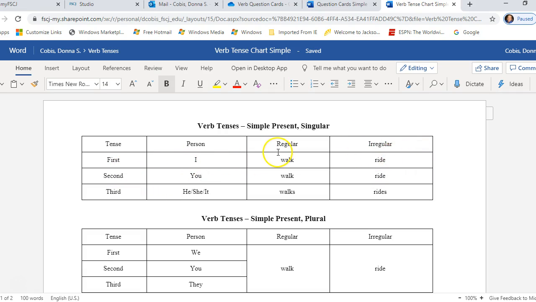So I walk. You walk. I ride. You ride. He or she or it walks. Now, with the third person, this is just when I add the S at the end of the word, or in this case, S2. So I'll add either an S or an ES depending on the spelling of the word. That really is the only change.